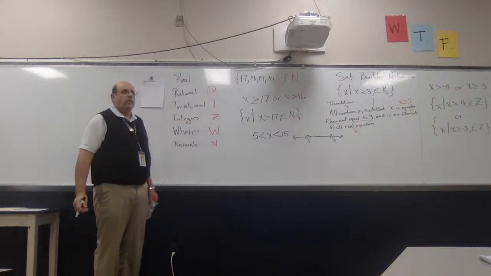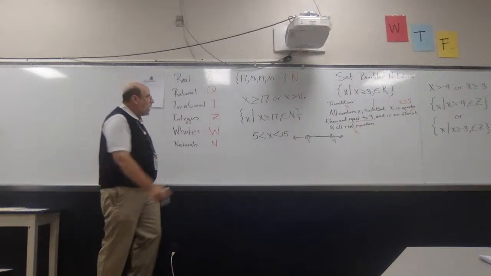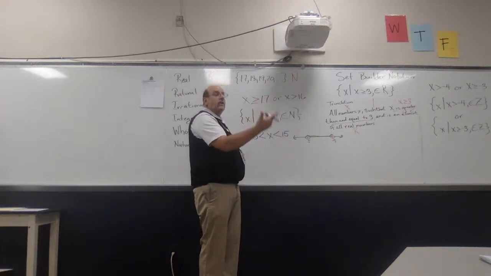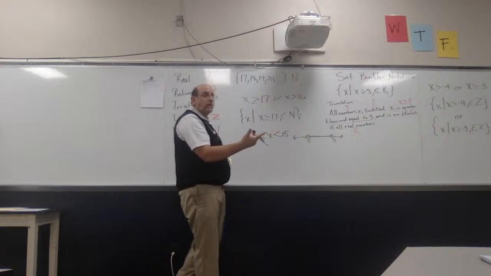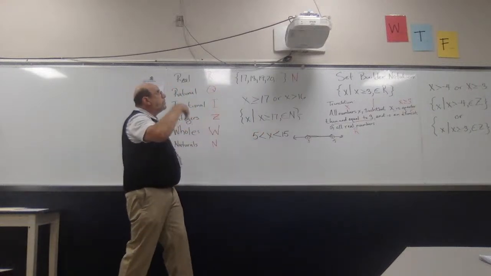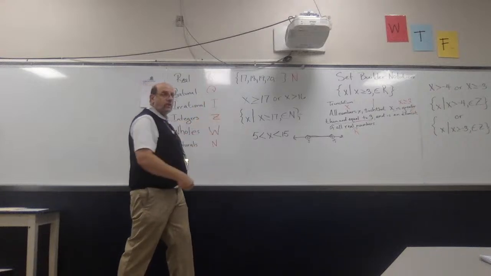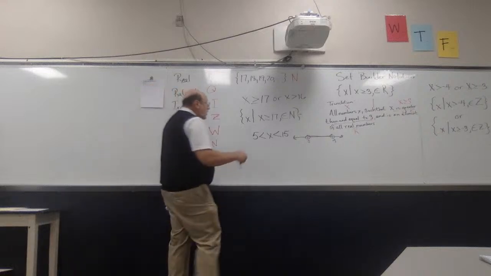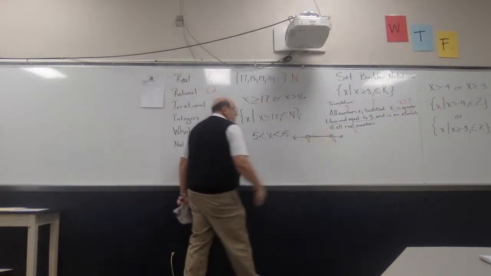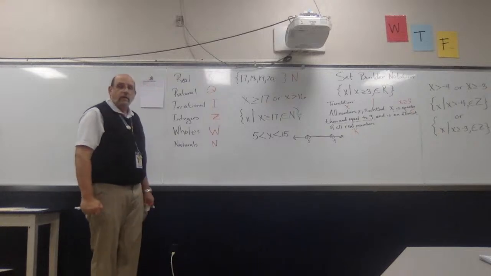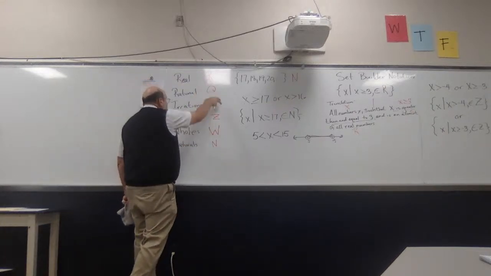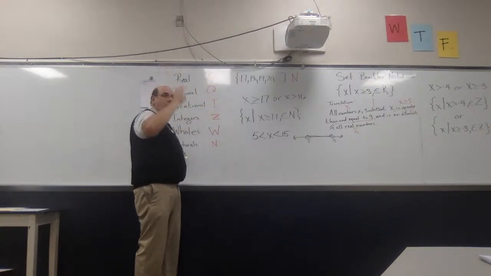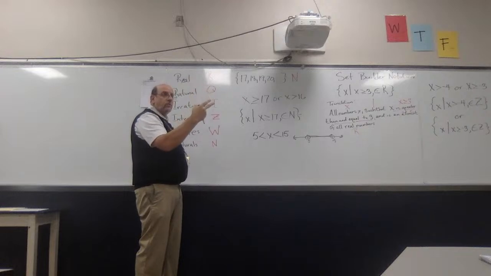Well, I don't want a number line, I want set builder notation. I know that everything in between is real numbers. There are some rationals in there and some irrationals. What's the square root of 26? Irrational. So there are rationals, irrationals, wholes, and naturals in there, so we have to pick which one. They're all in there, so we're talking about real numbers.